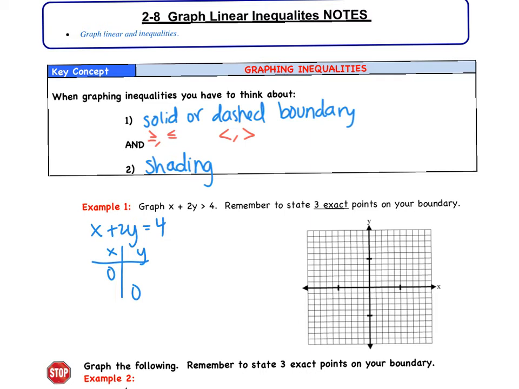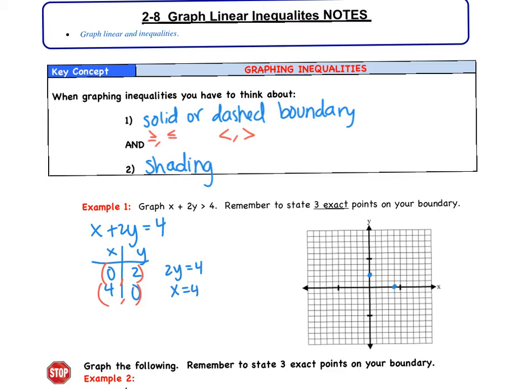If I put in a 0 for X, I get 2Y equals 4. So Y is equal to 2. If I put in a 0 for Y, I get X equals 4. So now if you remember, these are our two ordered pairs, (0, 2) and (4, 0). (0, 2) is right here. (4, 0) is right here.